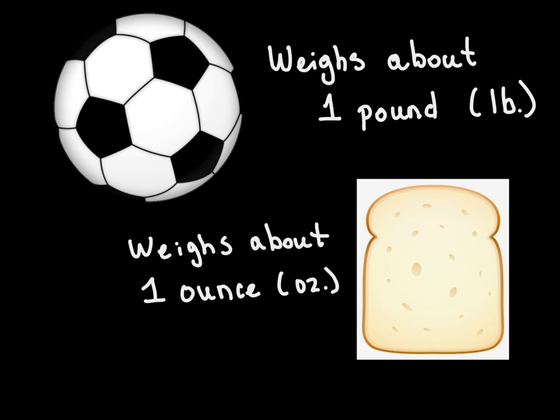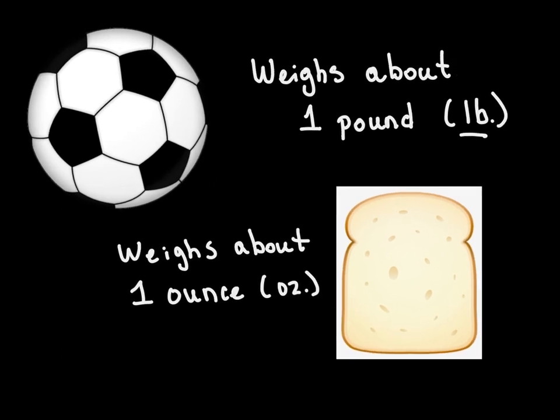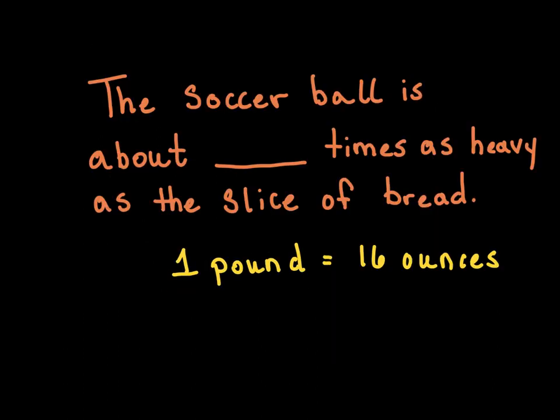A soccer ball weighs about 1 pound, and a pound is abbreviated this way, LB. That's the abbreviation for a pound. And a slice of bread, we can say that weighs about 1 ounce, and we would abbreviate OZ dot for ounce. The soccer ball is about blank times as many as the slice of bread.